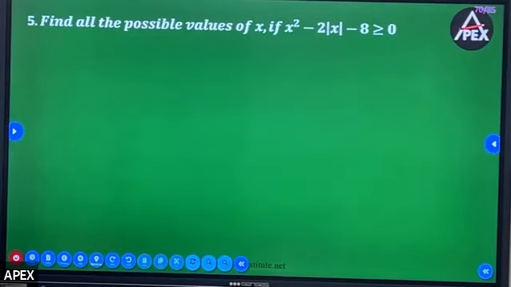Two or four? Four values? Two values. Okay. 4 comma minus 4. Okay. Good, guys. 4 comma minus 4.